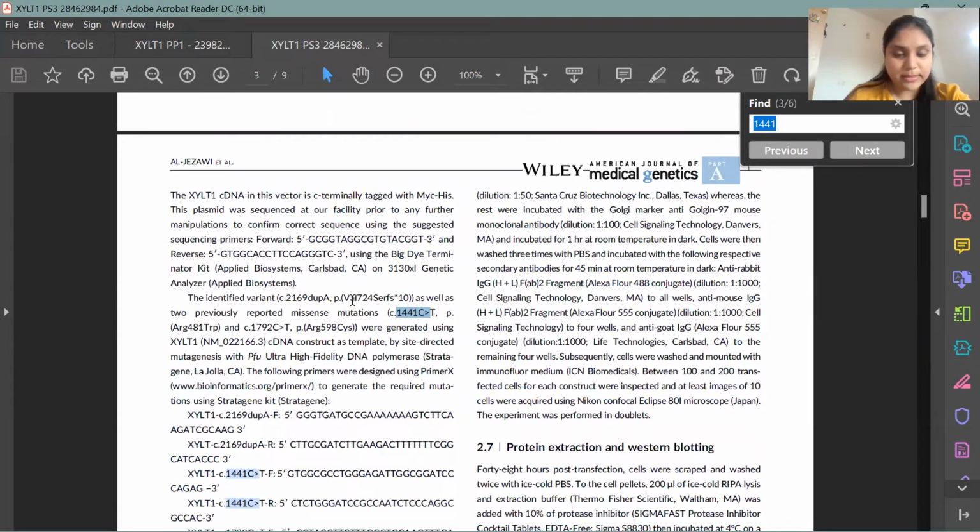This paragraph basically tells how the mutant plasmids were generated and is the method of how they were done.